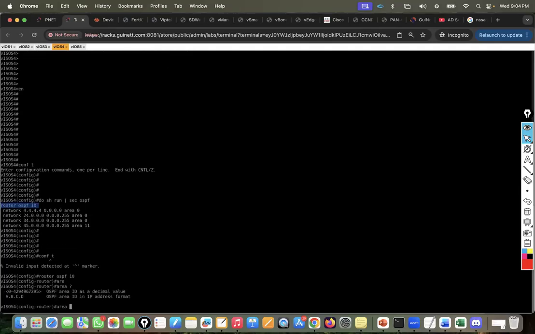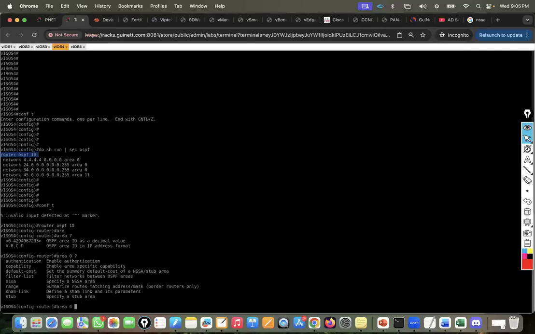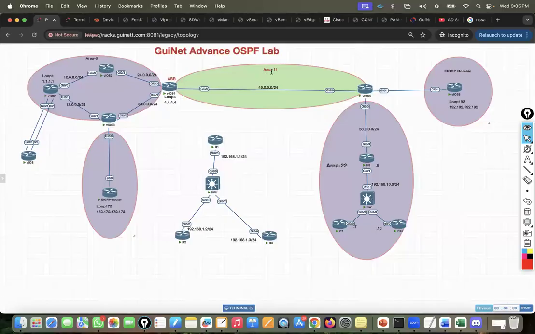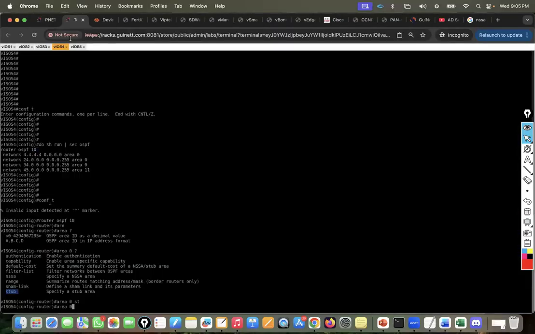Area 0, and here you have to make it a stub. Sorry, not area 0. Which area do we have to make the stub? We have to make area 11. So I have to be careful. I need to make area 10.